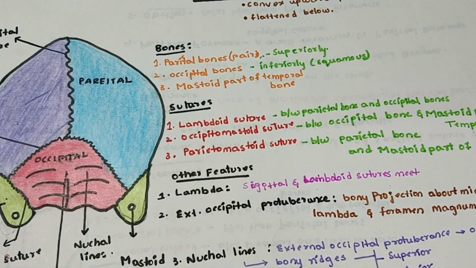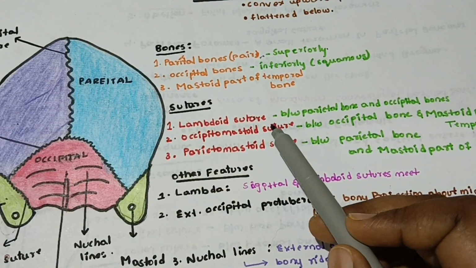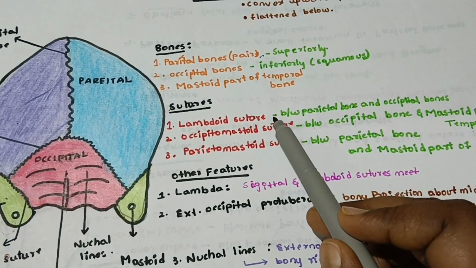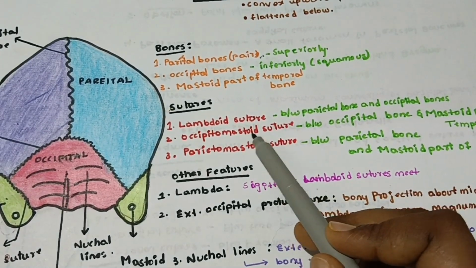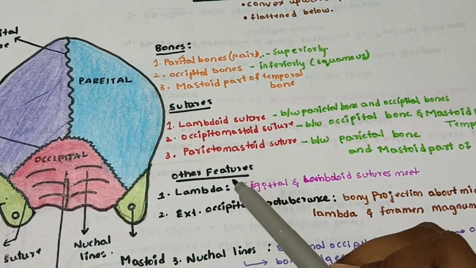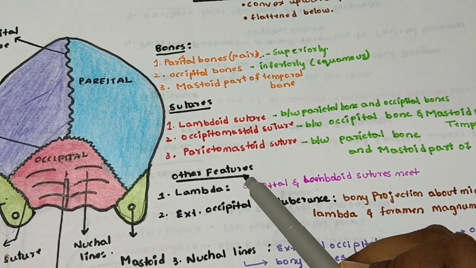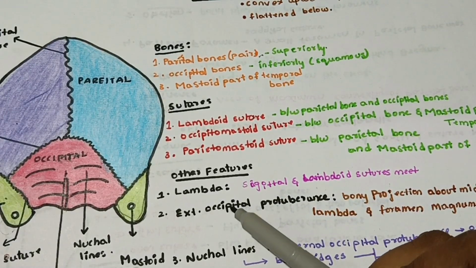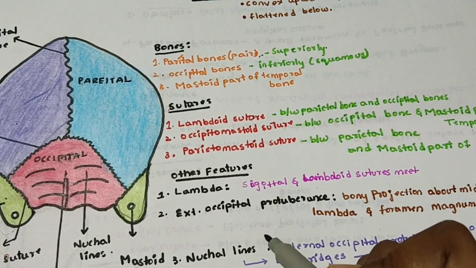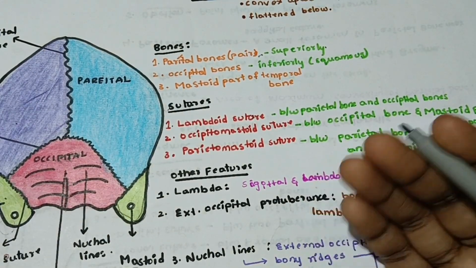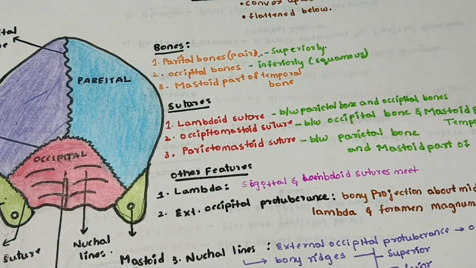So what are the sutures? There are three to four sutures. The lambdoid suture connects the parietal bones with the occipital bone. The occipito-mastoid suture connects the occipital bone with the mastoid part of the temporal. The parieto-mastoid suture connects the parietal with the mastoid bone. Another suture is the sagittal suture, which is much less prominent here. We cannot appreciate it as much as the lambdoid suture, but we can see it in the norma verticalis.